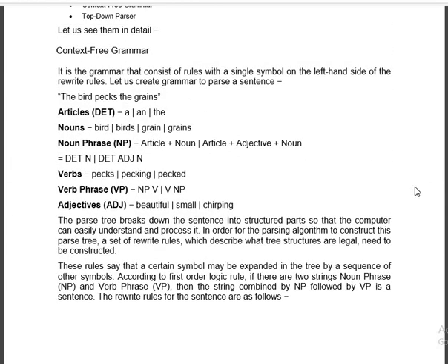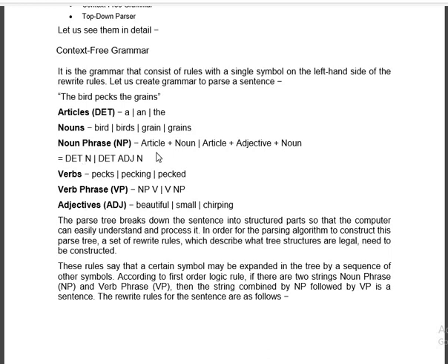Now let's take a sentence that will be parsed. Let's say the example is "the bird picks the grain." In this particular sentence, we come across different things. That is the article, or determinant, where we mostly use "a" and "the". Then the nouns: bird, birds, grain, grains.